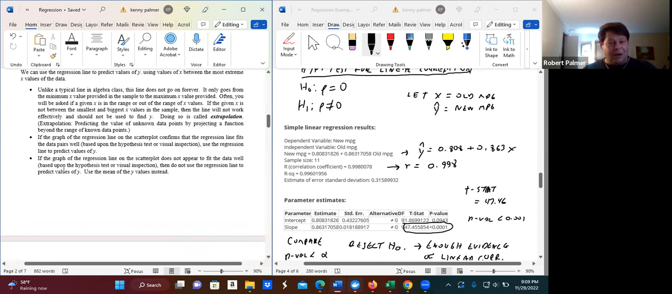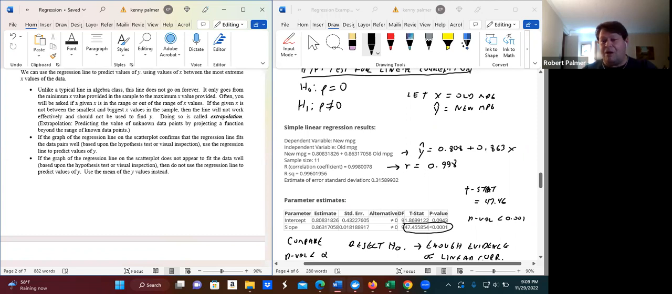But if the data doesn't appear to fit very well on a line, or if there is not enough evidence to say there is a good linear correlation, then don't use that. Use the mean of the y data.